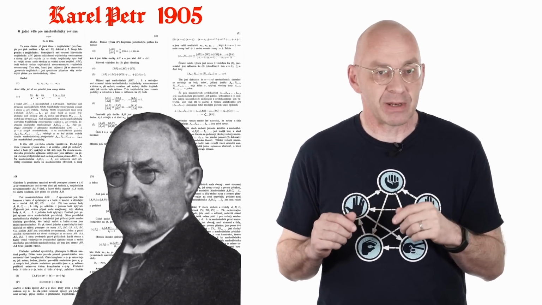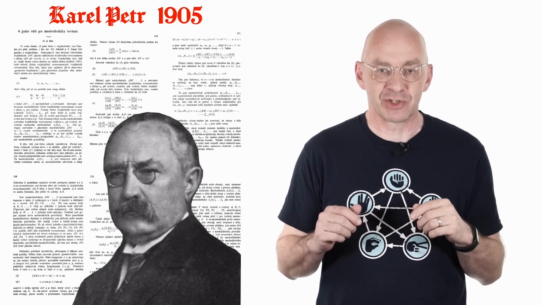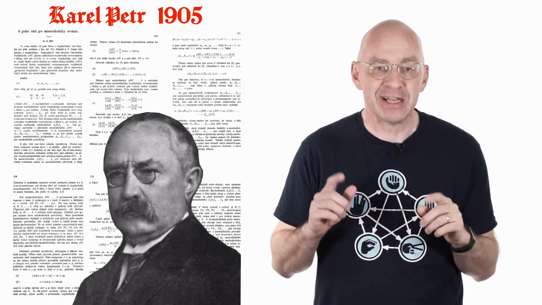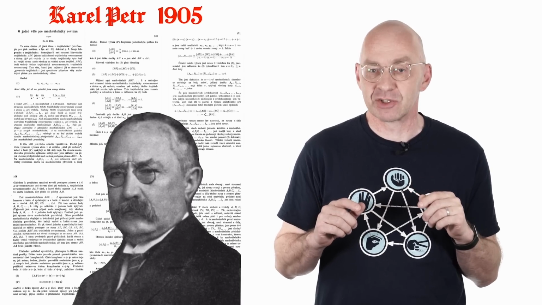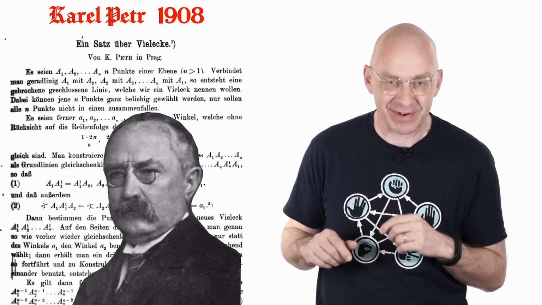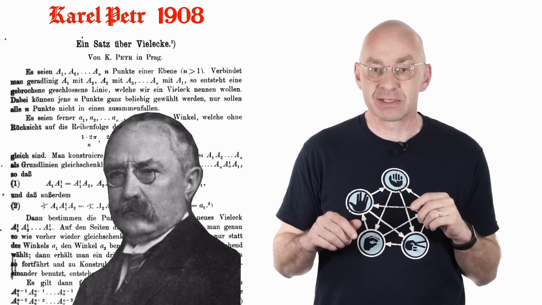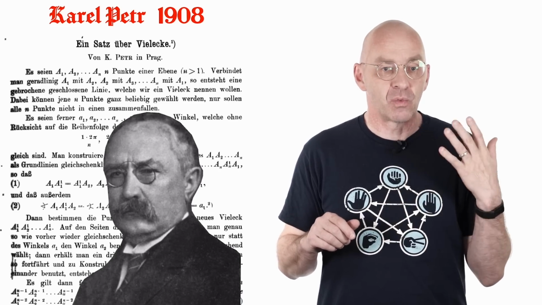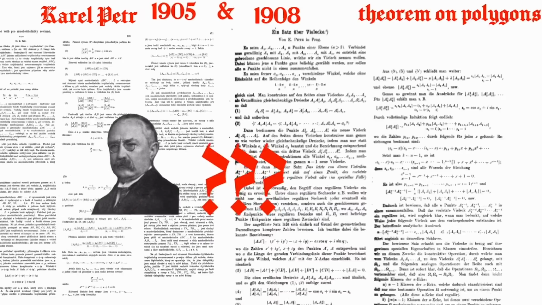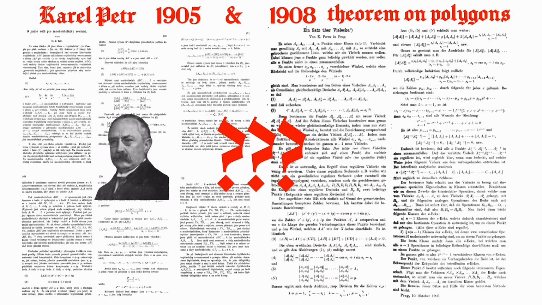Well, not many mathematicians read Czech math journals. But then Petr actually did republish his result in German in 1908. Ein Satz über Vielecke. I definitely nailed the pronunciation of that one, and you know why, right? Well, German was one of the main languages for communicating mathematical discoveries at the time, so why do you think nobody took notice? I've got my own theory, but what do you think the reason might be? Leave your thoughts in the comments.